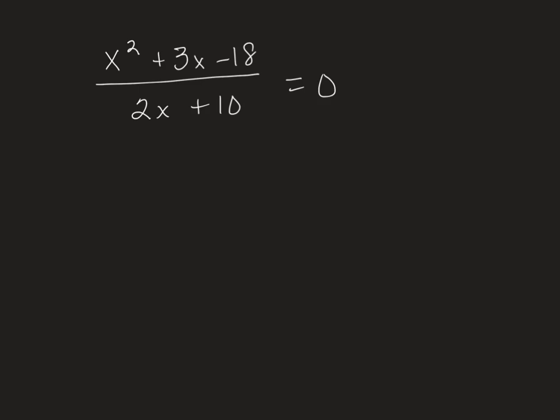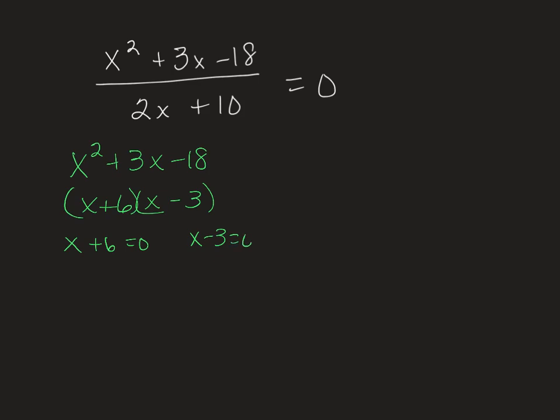I have x squared plus 3x minus 18 over 2x plus 10 equals 0. Notice I have one singular fraction equal to 0. I'm going to focus just on the top part, so x squared plus 3x minus 18. I'm going to factor it because it is factorable. 6 and 3, plus and minus. Set each factor equal to 0. So I'm going to get x equals negative 6 and x equals 3.